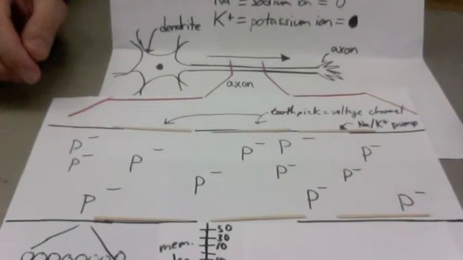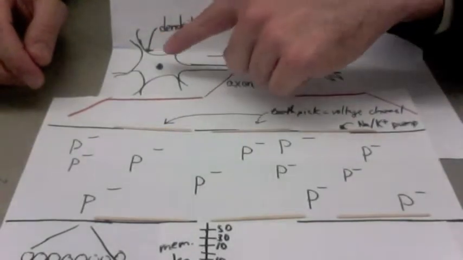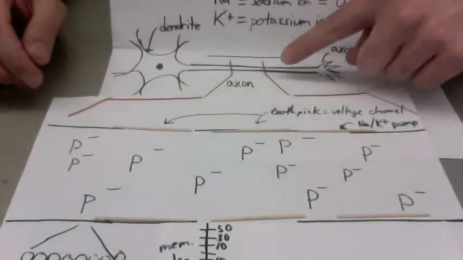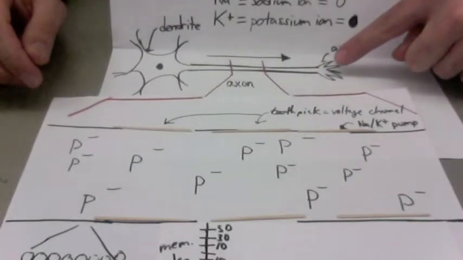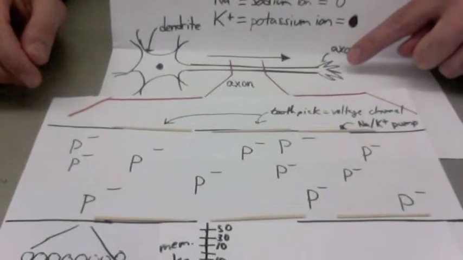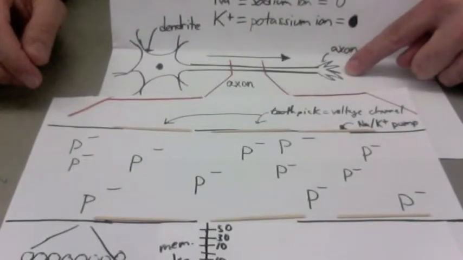Hello everyone, I'm going to talk to you today about how an electrical message is propagated down the length of a neuron from the dendrite all the way down to the axon in order to be able to stimulate the terminal ends of the axon to release neurotransmitters into the synapse.